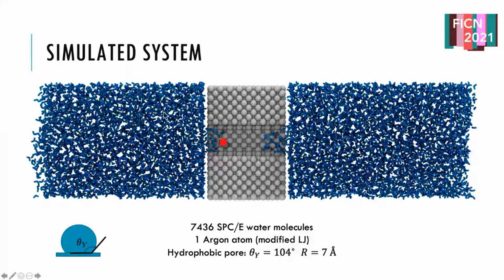This picture shows what we simulated. We have a cylindrical nanopore with a radius of 7 angstrom, which we carved from a crystalline material, shown here in gray. Then the nanopore is placed in contact with liquid water, where we left two free liquid-vapor interfaces, which guarantee isobaric conditions during the simulation. And in one of the two bulks, we dissolved only one argon atom, which is the red one here. This particular pore that I'm showing you is hydrophobic, as we characterized it with a contact angle.